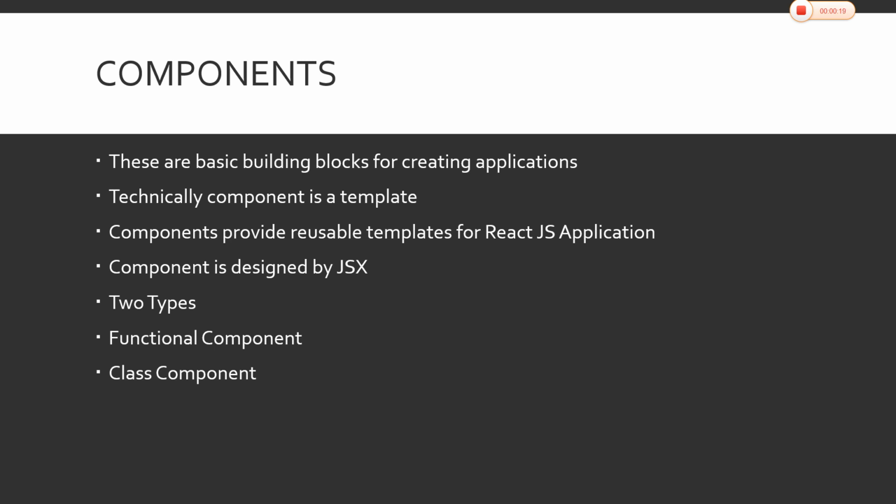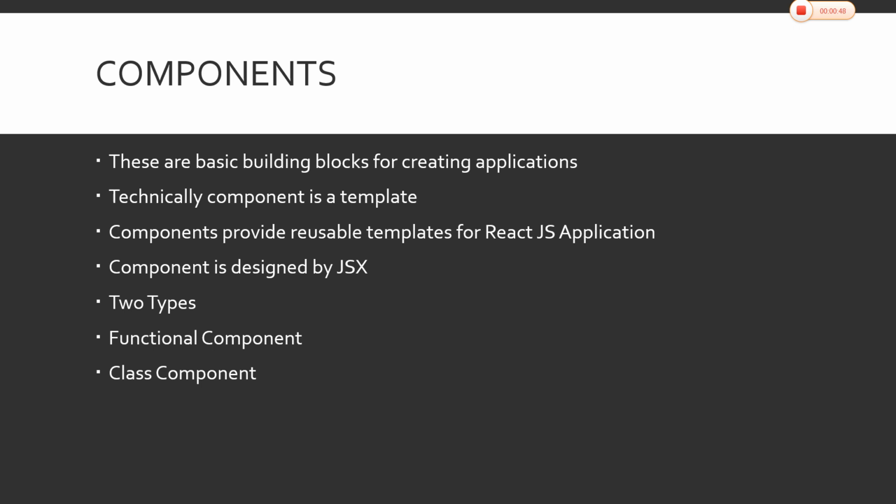Now, components are classified into two types, that is, functional components and class components. A component is generally designed using JSX, that is, JavaScript extension. React.js components can be embedded into a page or can be defined in a module. There are two techniques, the embedded technique and the module technique. In the embedded technique, the component is designed and used in the same page. In the module technique, the component is designed in a separate JavaScript file and the component is linked to any page.